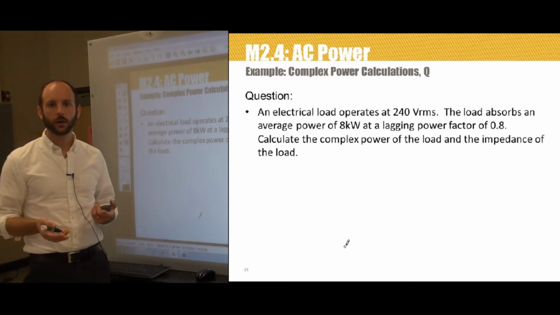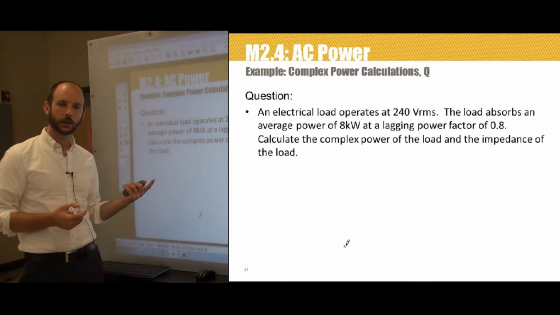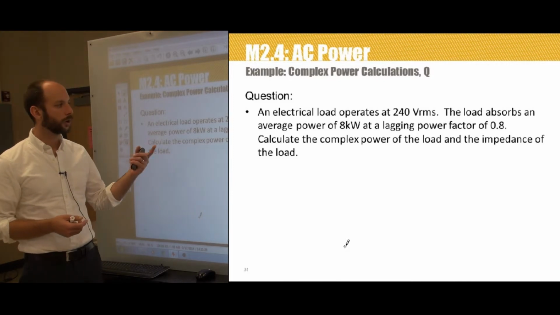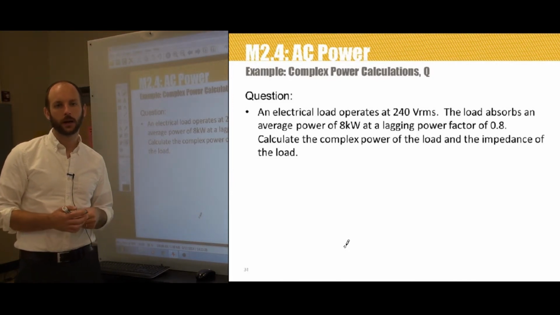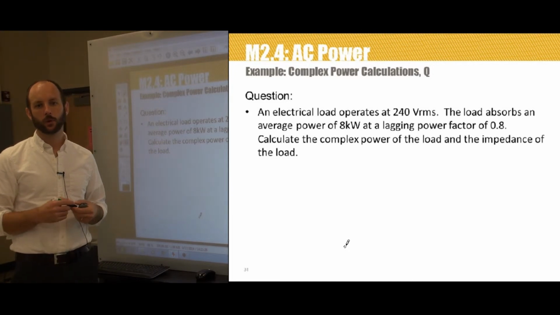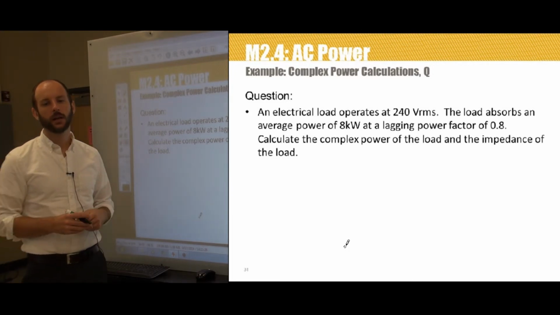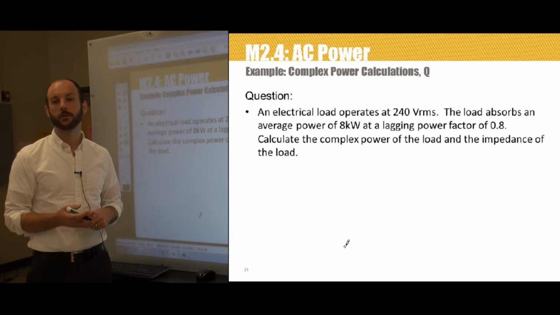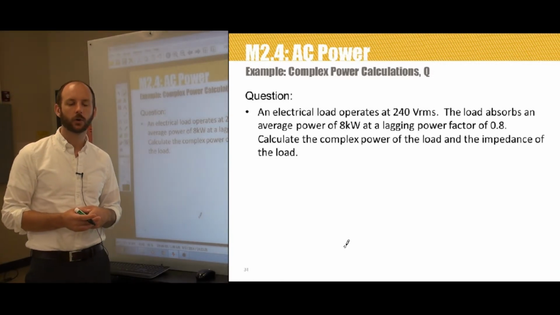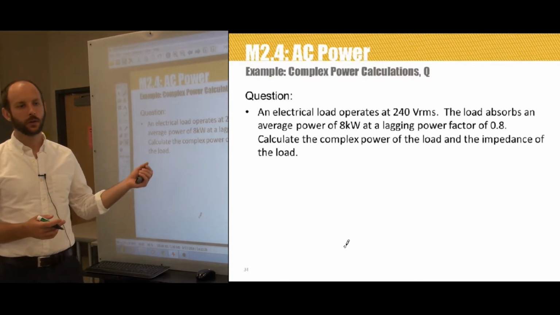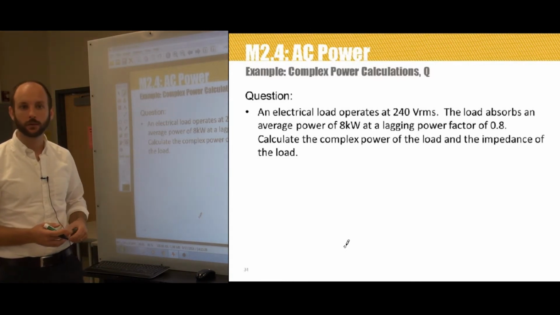So let's do a quick example of a complex power calculation. We've got an electrical load. It's operating at a 240 volt RMS supply. The load is going to be absorbing an average power of 8 kilowatts, and it's got a lagging power factor of 0.8. Let's go ahead and calculate the complex power of the load, and then also use our results to find the impedance of the load.